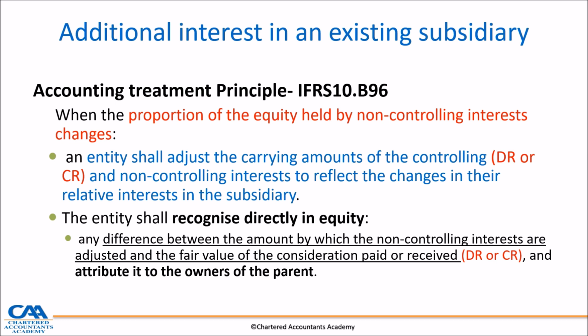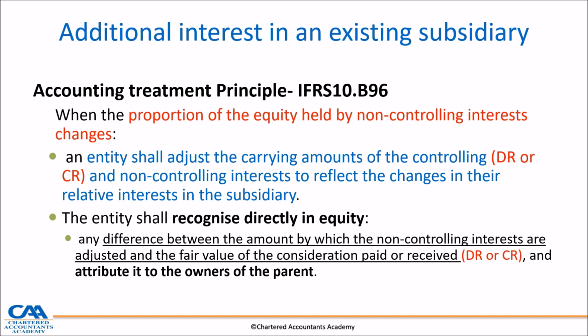Right. Now, additional interest in an existing subsidiary. So if we acquire a little bit more, so still B96. What does B96 say? It says when the proportion of equity interest held by non-controlling interest changes, first of all, an entity adjusts the carrying amounts of the controlling and non-controlling interest to reflect the changes in their relative interest in the subsidiary. Now, it's very important to know that in B96, we focus on the NCI, because if we increase or decrease NCI, we have increased or decreased the controlling. So we need not account for the controlling reserves of the parent. We just need to focus on NCI.